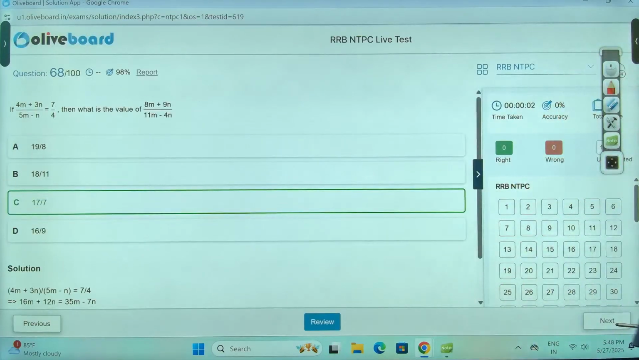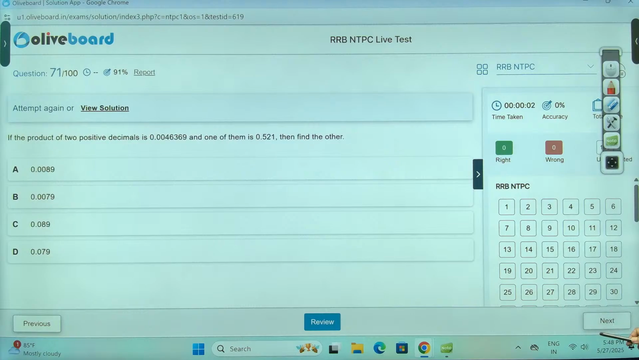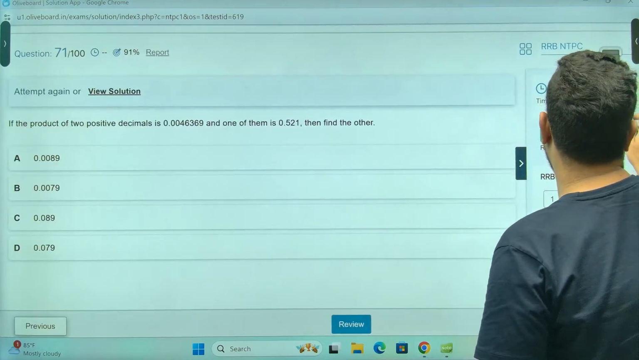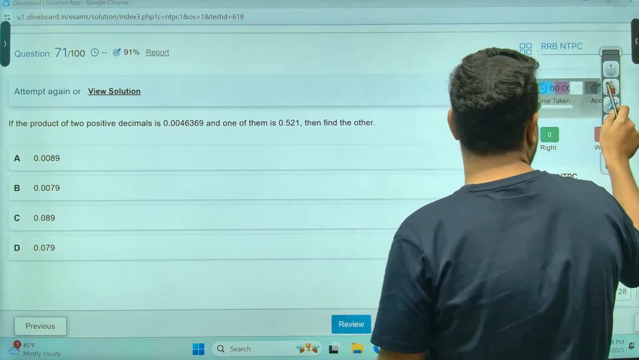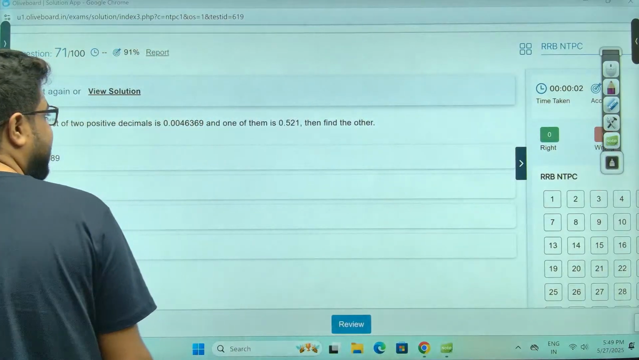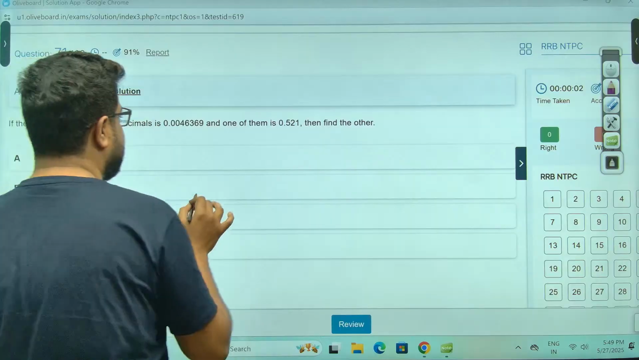Okay? Moving on. This is a very calculative question. But again, let's see if I can do something. The options have 8.9 and 7.9, not much.